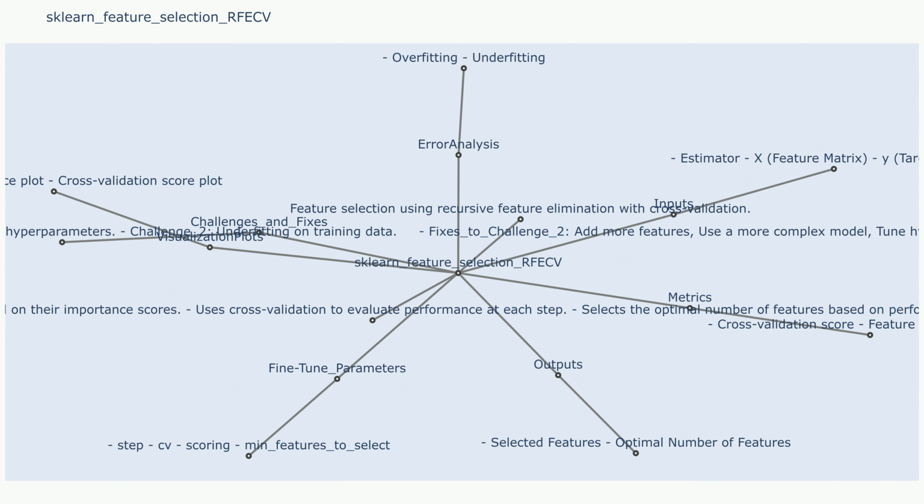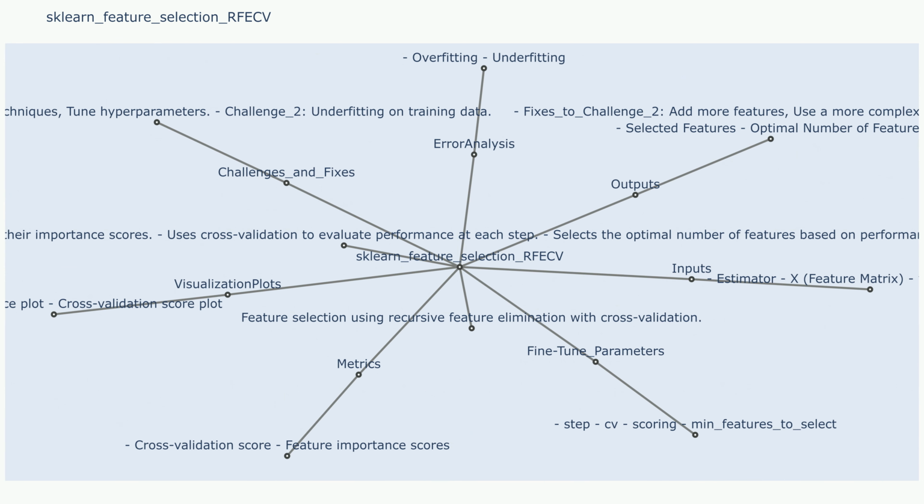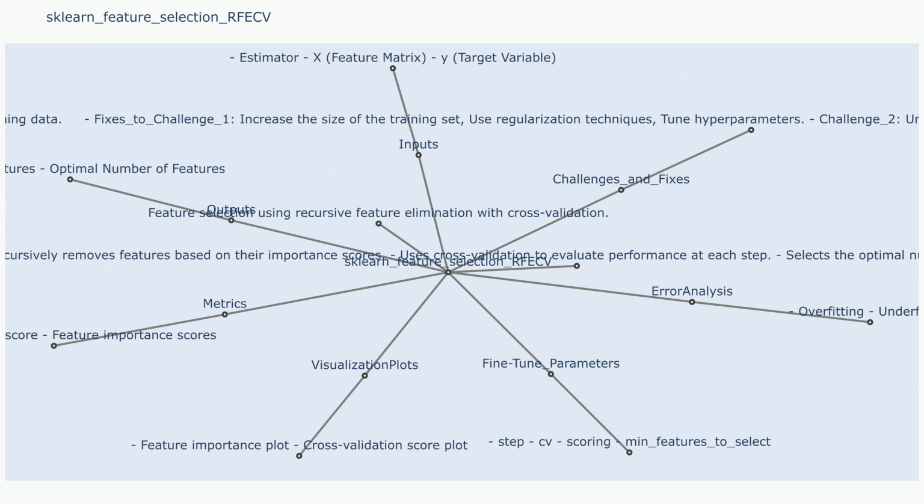CV: the cross-validation strategy helps assess model performance on different feature subsets. Using an appropriate cross-validation technique can improve robustness and avoid overfitting. Scoring: the scoring metric is used to evaluate model performance. Choosing a relevant metric is critical for selecting the best feature subset based on the desired outcome.